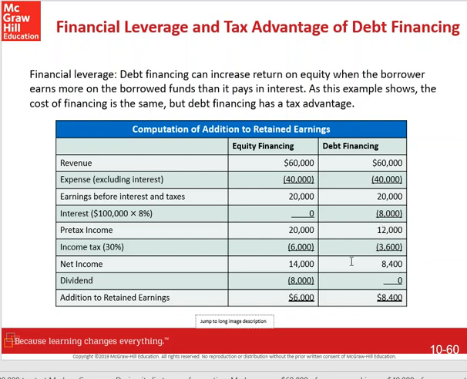have to pay. Here, under equity financing, we have the higher net income, but then if we choose to pay out a dividend of $8,000, our addition to retained earnings is only $6,000, where under debt financing, it remains at $8,400. And that would assume that we're paying zero dividends. But that said, I want to look at essentially the return on investment here.